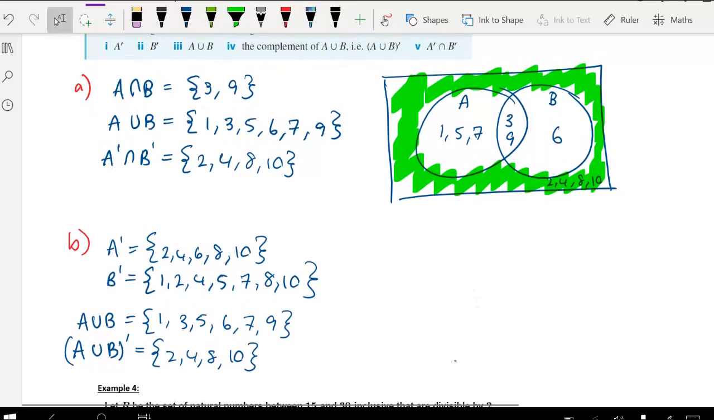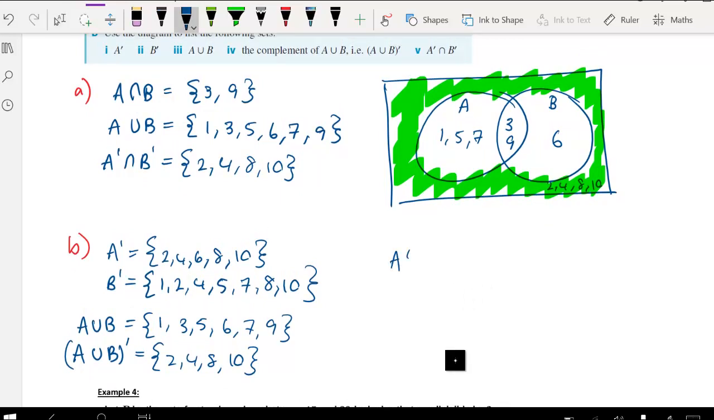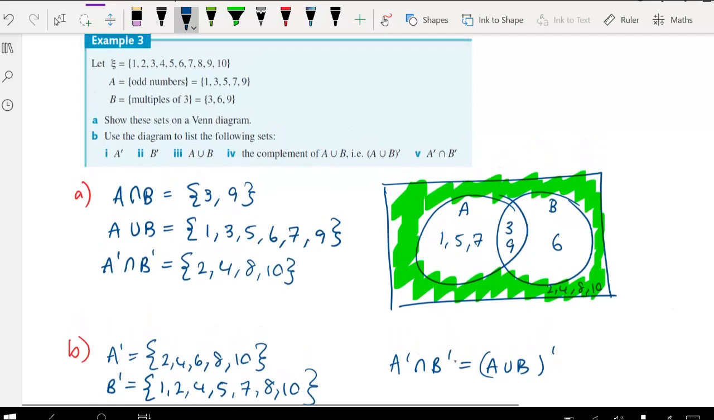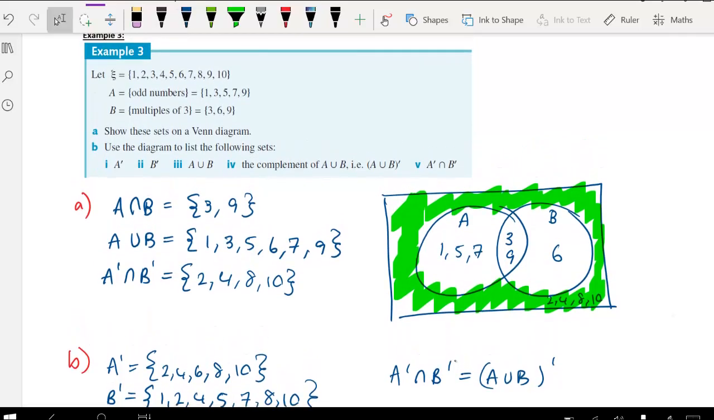And then finally the last one is not A and not B, which is the same as A or B not. All right. So that concludes the third example. Again, it's just further practice looking at the specifically defined subsets within the original universal set.